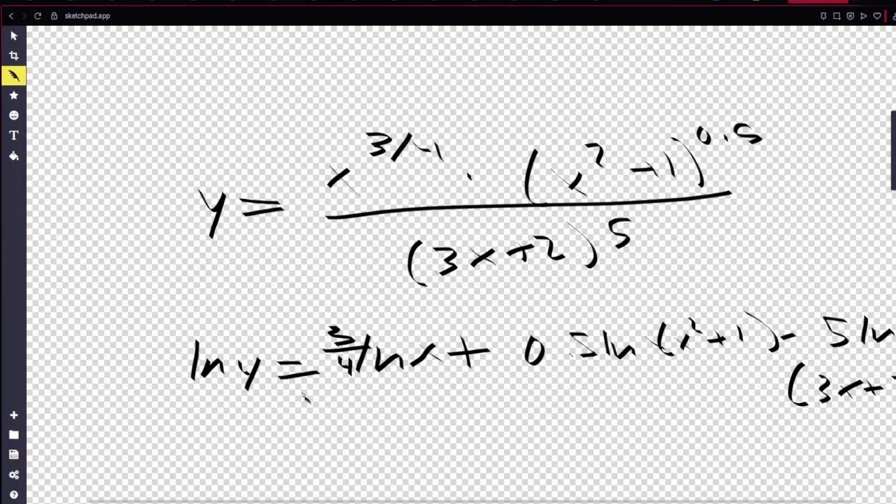And what we're going to do is differentiate implicitly. So here it's going to be 1 over y times y prime, because we don't know what y is as a function of x. We technically do.